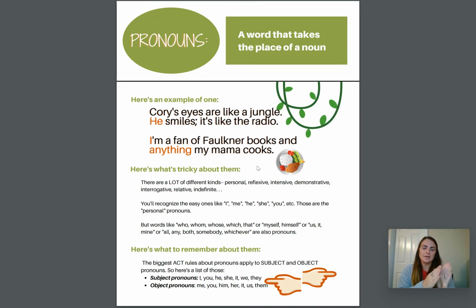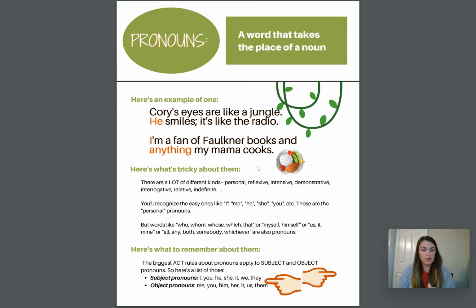But next example, I'm a fan of Faulkner books and anything my mama cooks. So Eric Church is telling us I'm, right? Like I'm is a contraction, I am. So I is a pronoun there. He's not saying Eric Church is a fan of Faulkner books because it's kind of weird when you talk about yourself in the third person. So I is the pronoun that does that. And when we say anything, that's the word that we use instead of listing out every possible thing his mom could cook, right? Anything is the word that takes the place of all those different nouns.